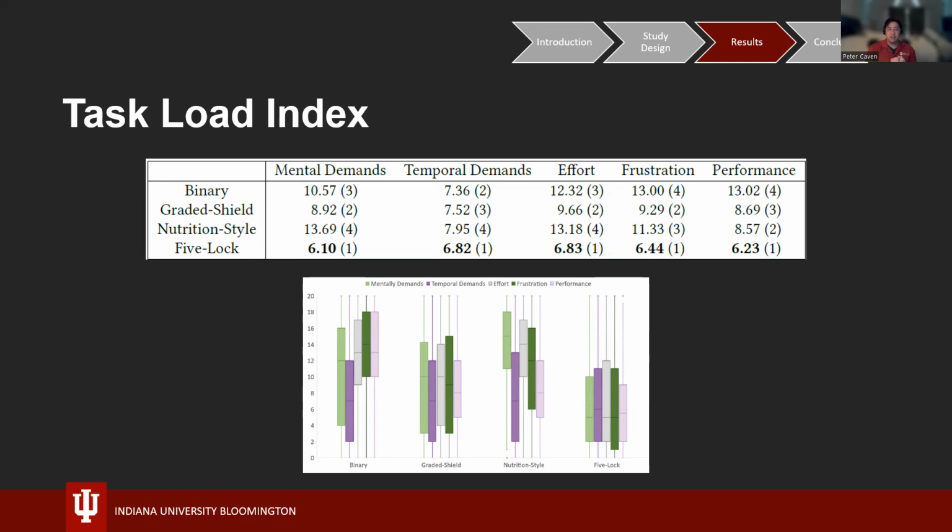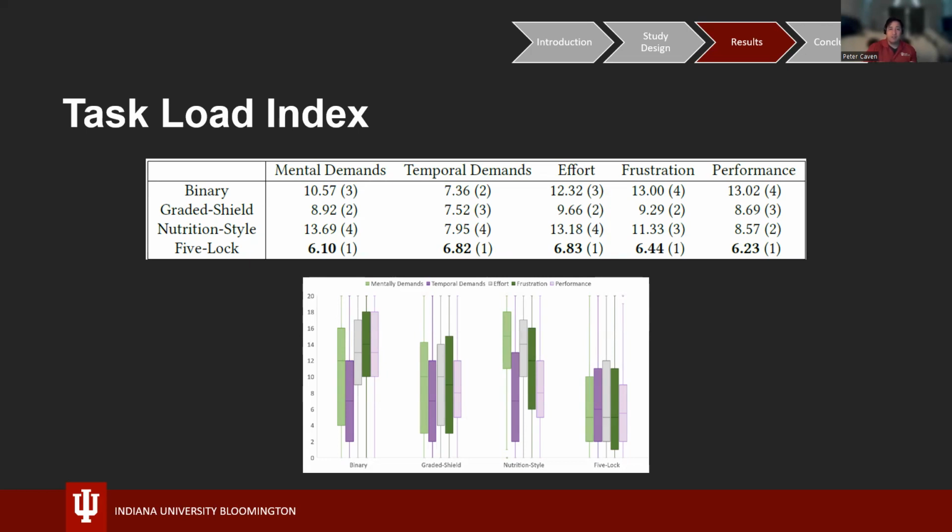Here we can see the binary label, which was touted for its simplicity, was not actually found to be easier to use. Instead, it was seen as the most frustrating and required the second most effort and mental demands. The nutrition style label, which had the highest mental demands, took the longest time to use and the most effort, but it actually resulted in participants believing they had a more accurate selection.